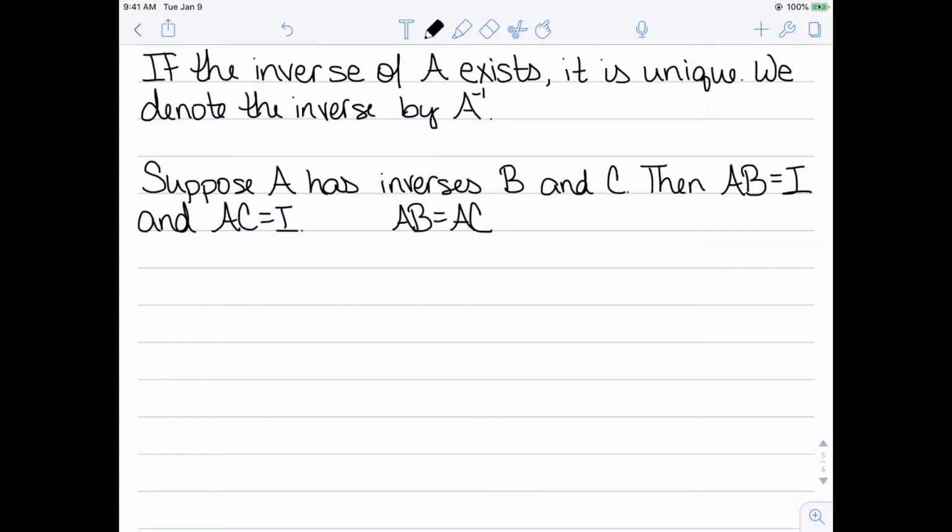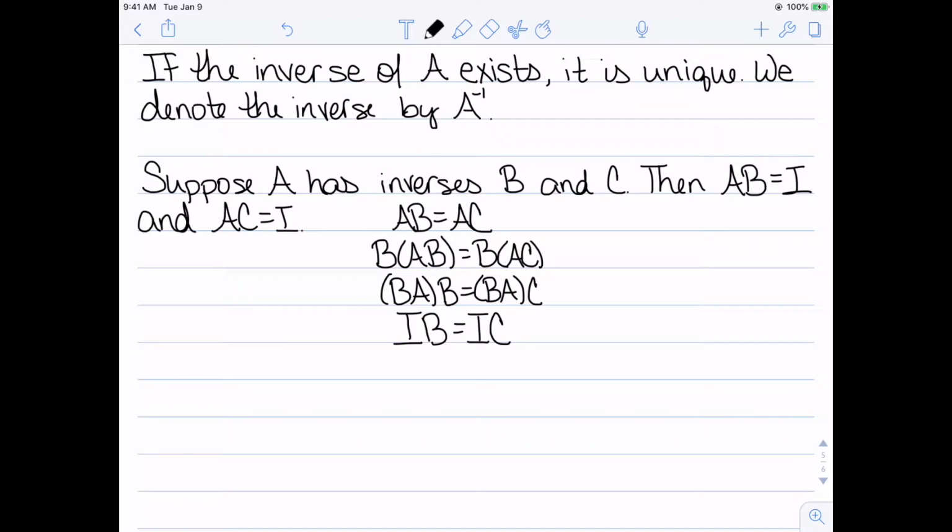Since they're both equal to the identity matrix, I have that AB is equal to AC. I can then multiply both sides by B on the left. I know that matrix multiplication is associative, so I can move my parentheses around. Since A and B are inverses, I know that B times A is equal to the identity. That tells me that IB is equal to IC. And since multiplying by the identity gets you back to where you started, I have that B is equal to C. So therefore, the inverse is unique. I started with 2 and showed that they had to be the same.